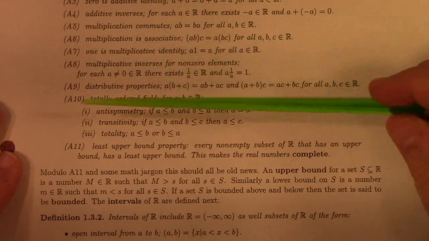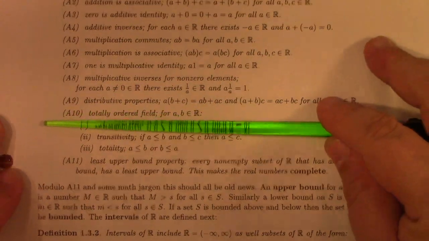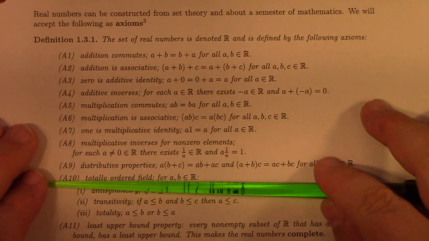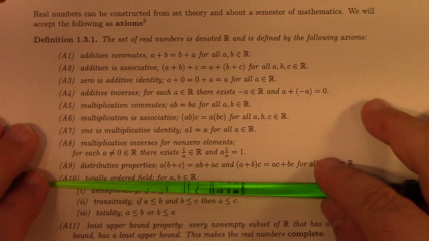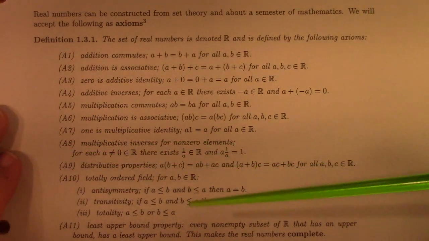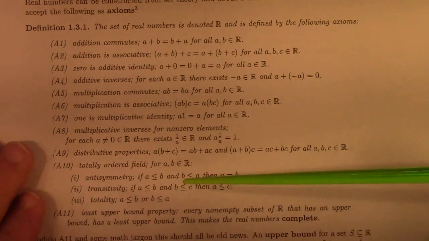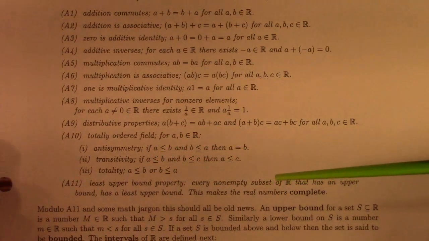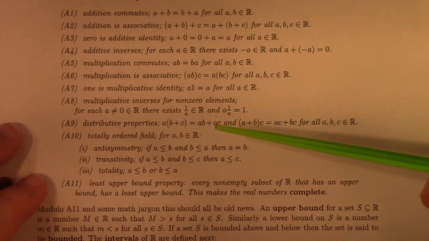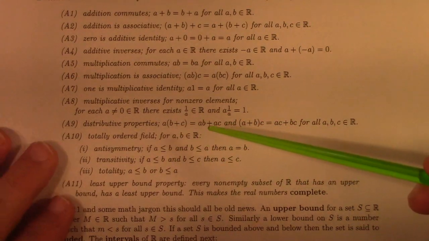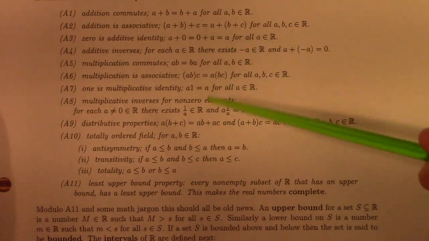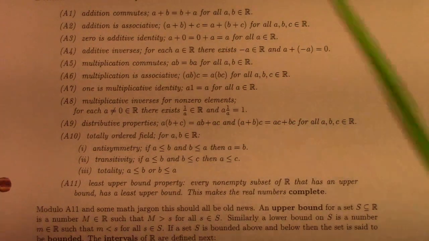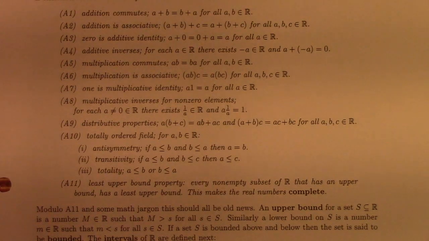So everything up to this point would also be true for rational numbers, or even complex numbers, right? But axiom 10 here would only be true for reals or for rational numbers. But complex numbers don't have a nice ordering that respects the addition and the multiplication of the field.